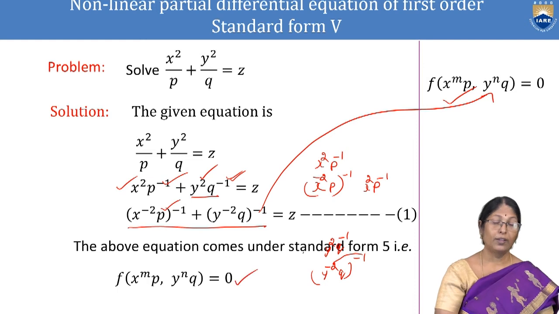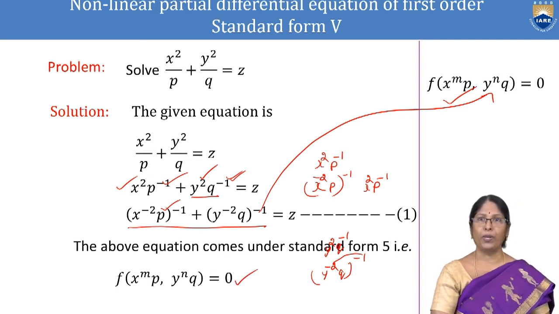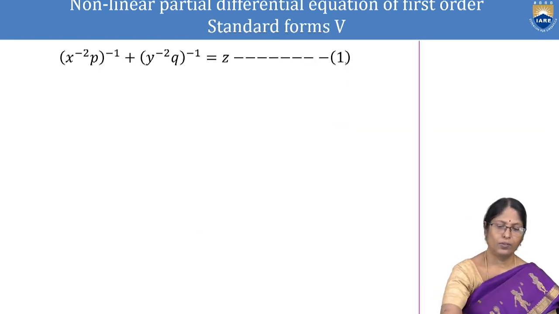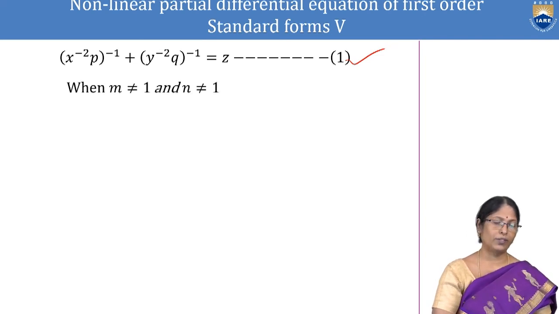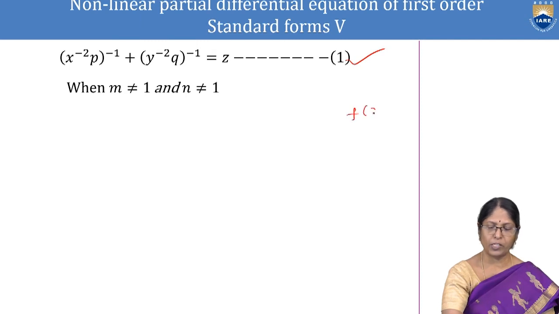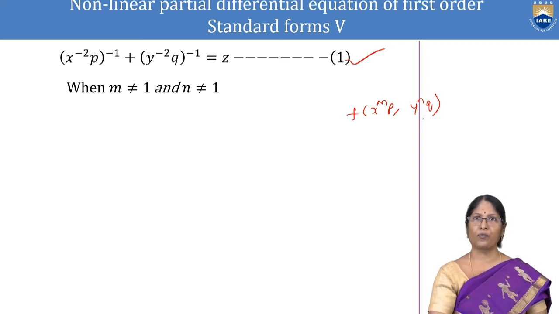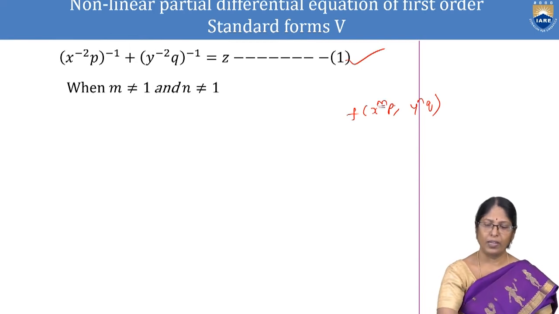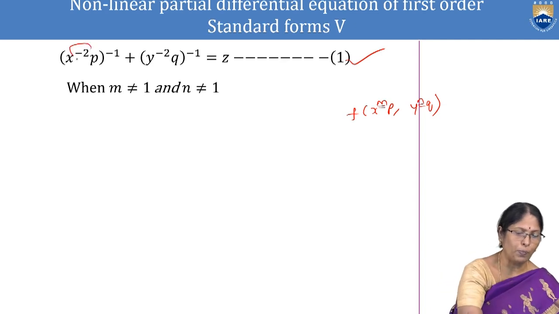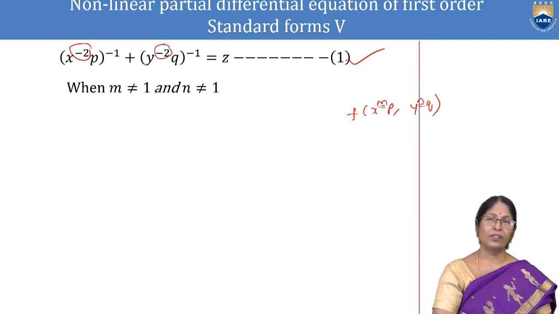That is f of x power m into p, comma, y power n into q equal to 0. It is the same equation which is kept here. Now we notice our standard form is x power m p, y power n q. This is our form. So what power does x have? That is m. What power does y have? That is n. Now in the m place minus 2 is there, and in the n place minus 2 is there.